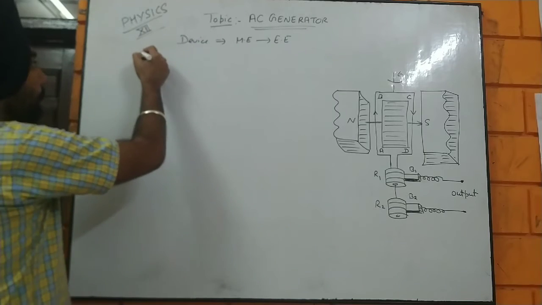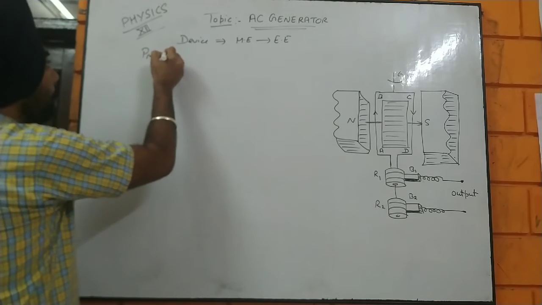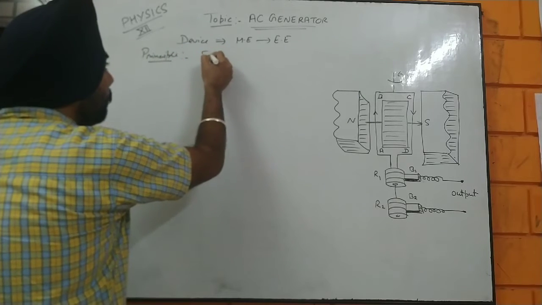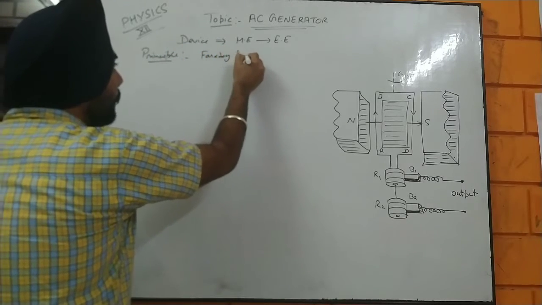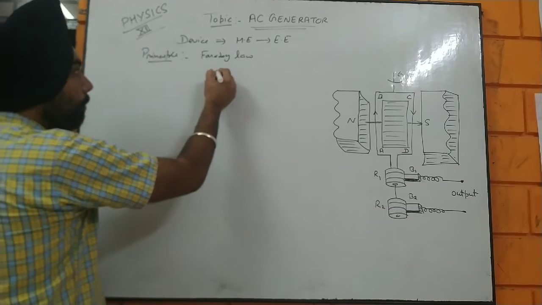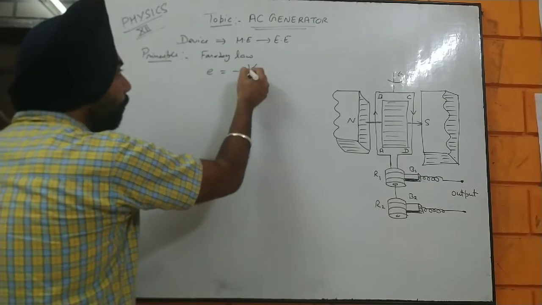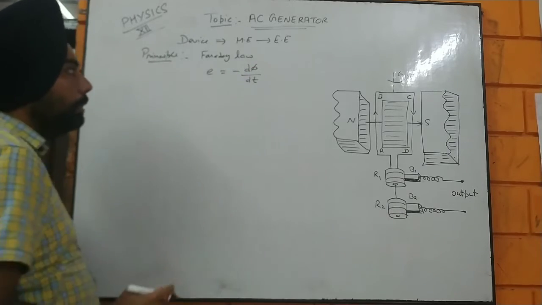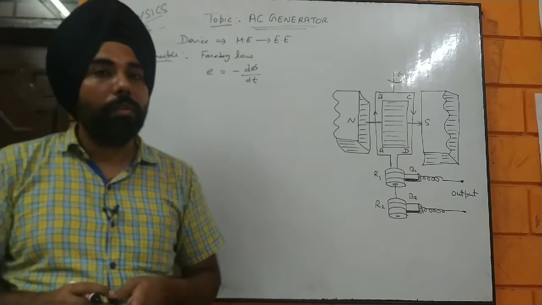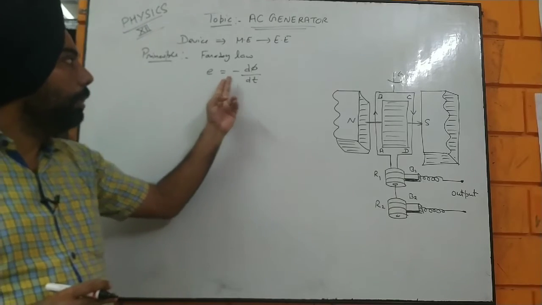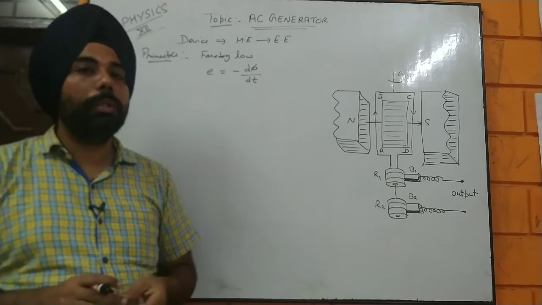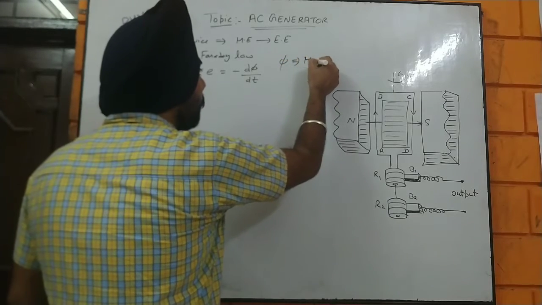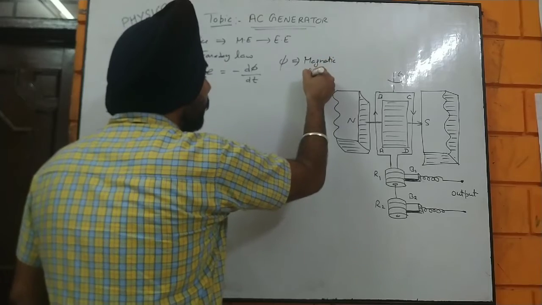The basic principle is going to be Faraday's law. Now, what is Faraday's law? Induced EMF is equal to the negative of the rate of change of flux. E is equal to minus d phi upon dt, where E is the induced EMF, and as you know, phi is the magnetic flux.